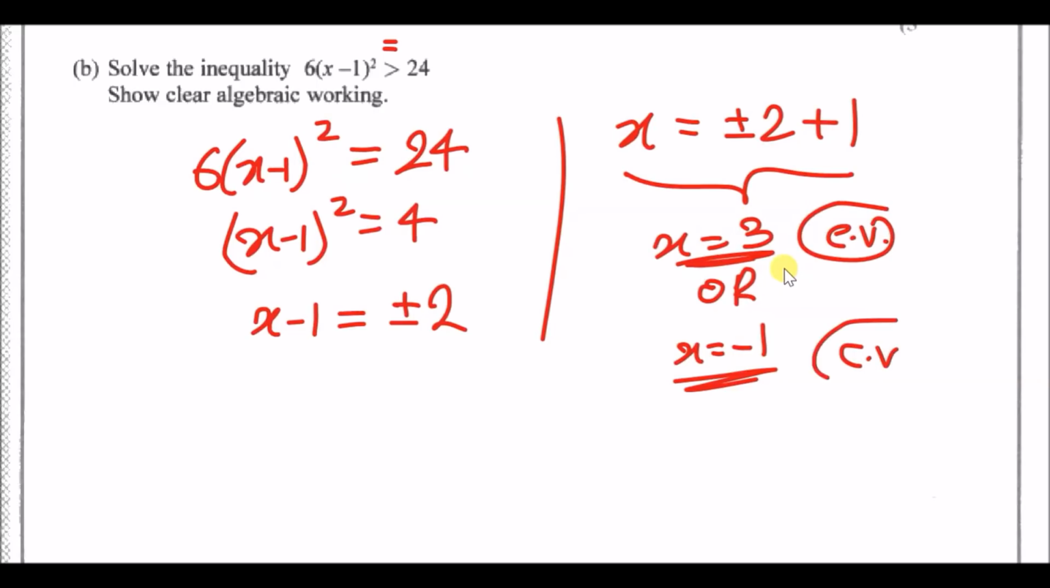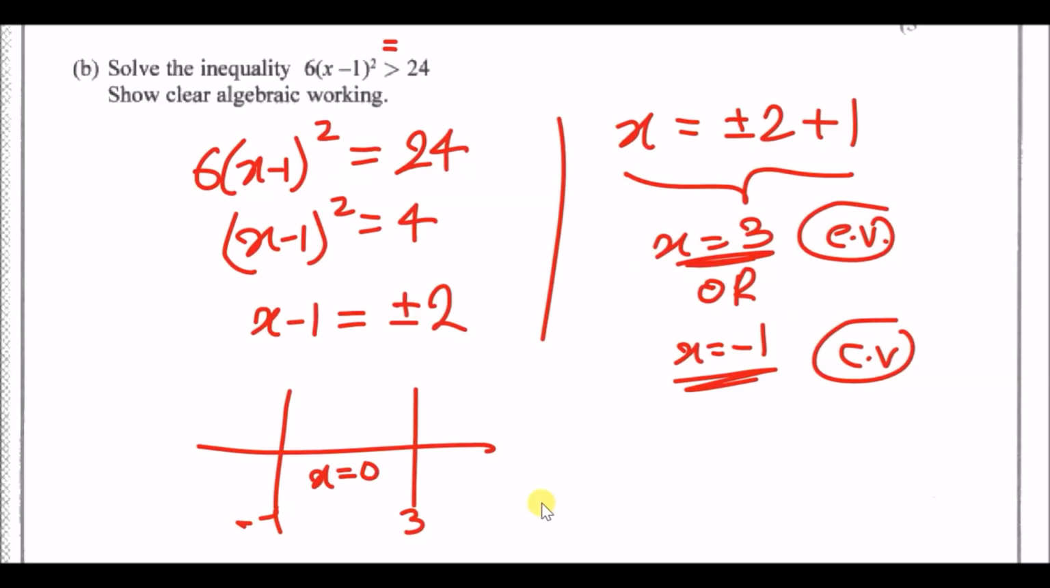Using our critical values, we're going to construct a little table like this, put this in ascending order, so minus 1 and 3. And we're going to test an x value between it to see where the inequality is true. And I'm going to show you this method so you can use it in the exam. So let's pick a value between minus 1 and 3. Let's say 0, because 0 is always good.